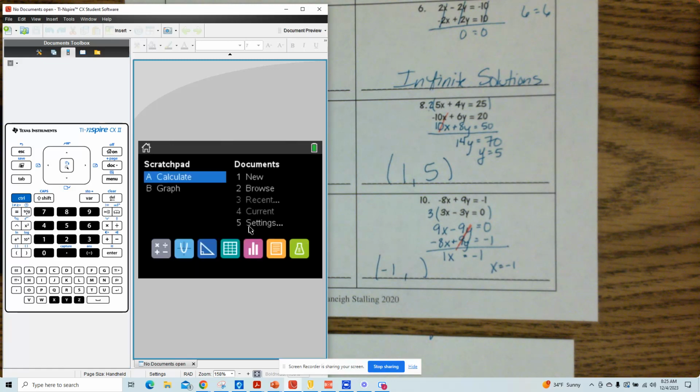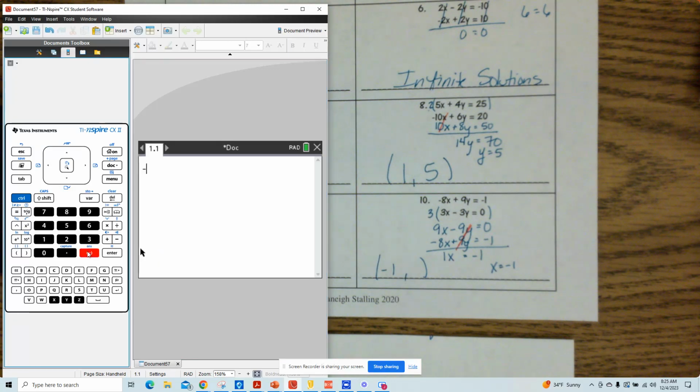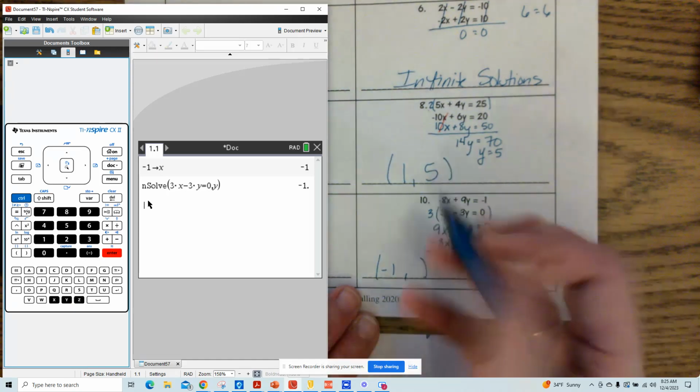I'm going to start fresh. So negative 1, control var x. And then again, it does not matter which equation you pick. 3x minus 3y equals 0. I need the y values, so comma y. And I get a negative 1.